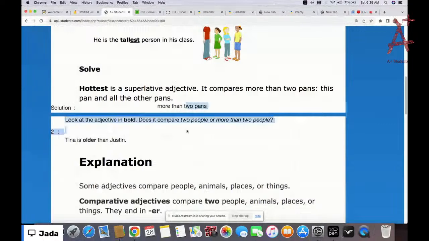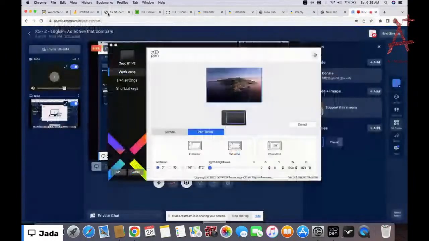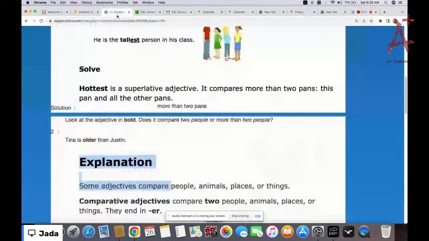Okay. So we will look at some more examples before we move on. Tina is older than Justin. Older, when you have older, it is what? Older is comparative because it is comparing only two people. Okay, comparative. If you have older with er, note that it's comparing two people, only two. Okay? So yeah, that's it.